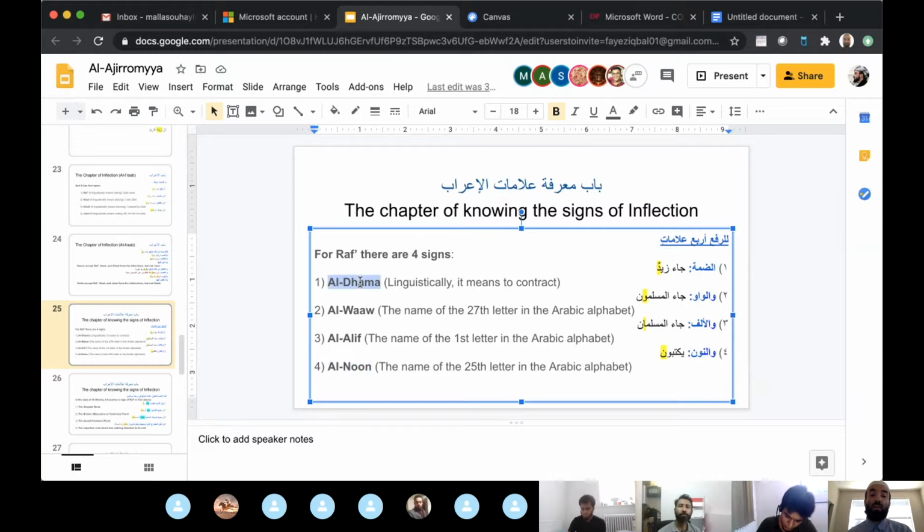Now, a dhamma is one of the signs that tells you that that noun has the inflection of rafa. For example, when we say Ja'a Zaydun, Zayd came. Zayd is the subject, right? Now, just by looking at Zayd, how do we know that it is marfu'? We know it is marfu' because it has a dhamma here, right? Now that we know it is marfu', what is the role of Zayd? What do we infer from knowing that dhamma is a sign of rafa, and that Zayd has the inflection of rafa? We learn that Zayd is the subject, right?